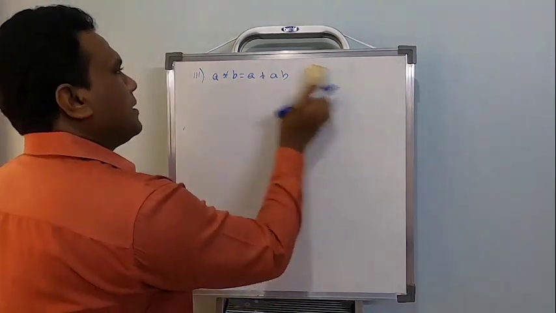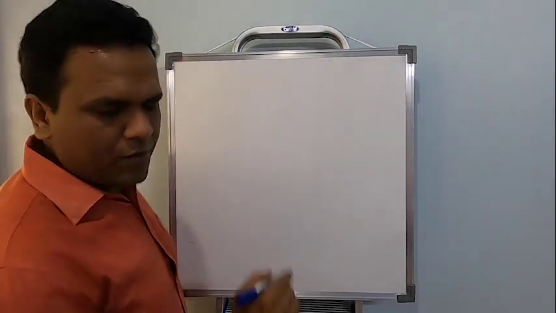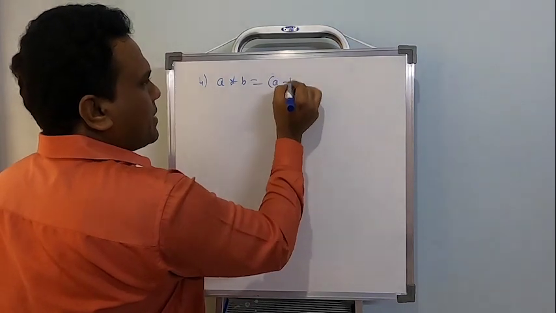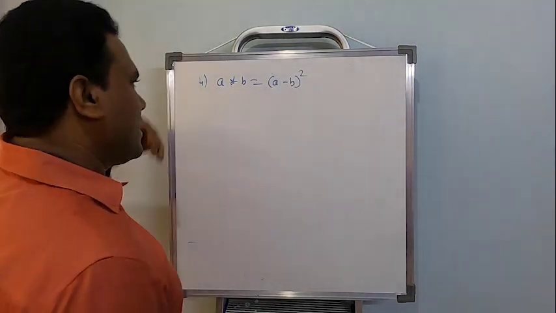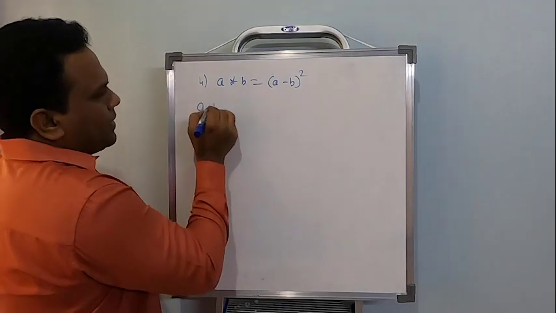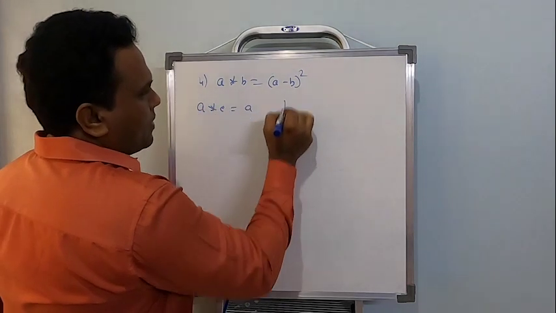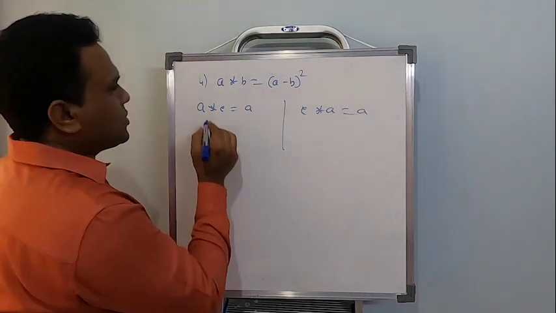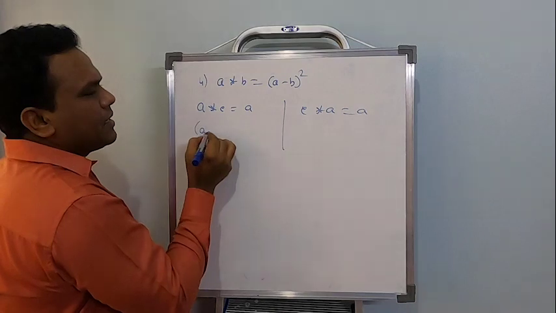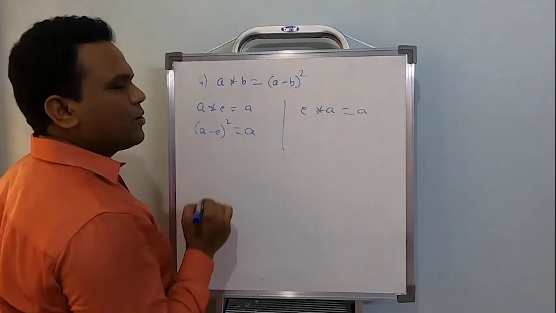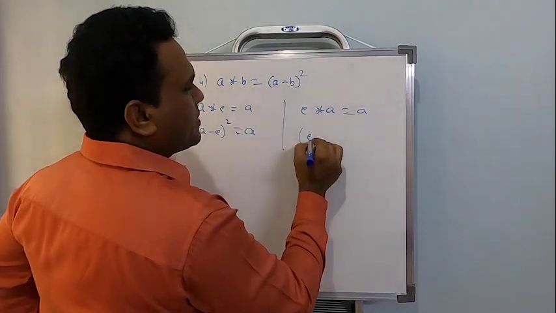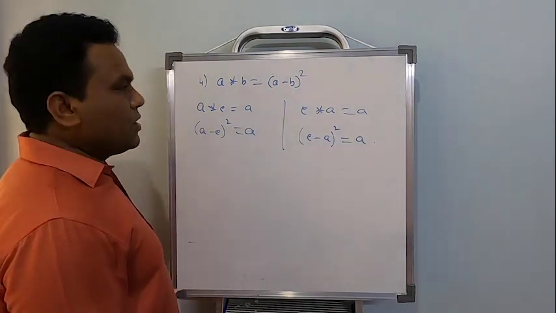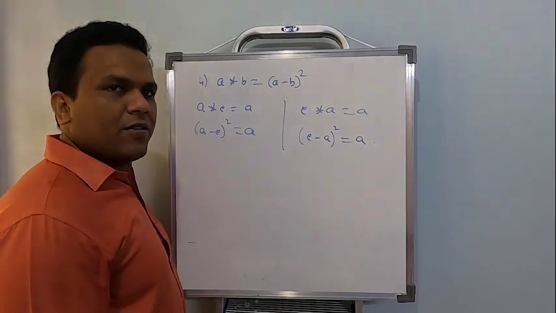Fine. Let's move to next. Problem number 4. So in problem number 4, a star b is given as a minus b the whole square. Right. Okay. So one of the sides, a star e is equal to a, and one more, e star a is equal to a. So what will happen to this according to the definition? This can be written as a minus e the whole square is equal to a. And here this can be written as e minus a the whole square is equal to a. Right. So finally simplify and get the value of e.